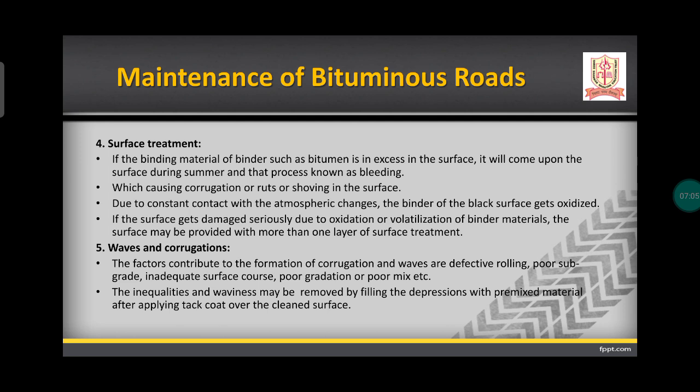Then wave and corrugation. The factors contributing to the formation of corrugation and waves are defective rolling, poor subgrade, inadequate surface course, poor grading or a poor mix, etc. The unevenness and waviness may be removed by filling the depression with a premix material after applying a tack coat over the cleaned surface.